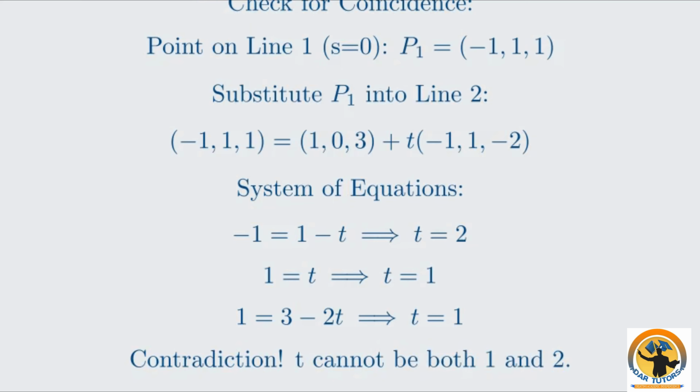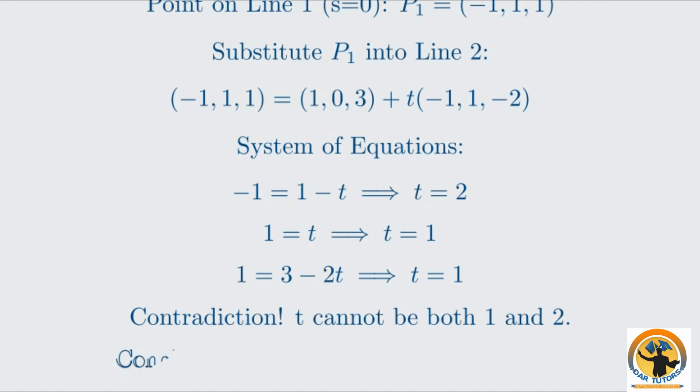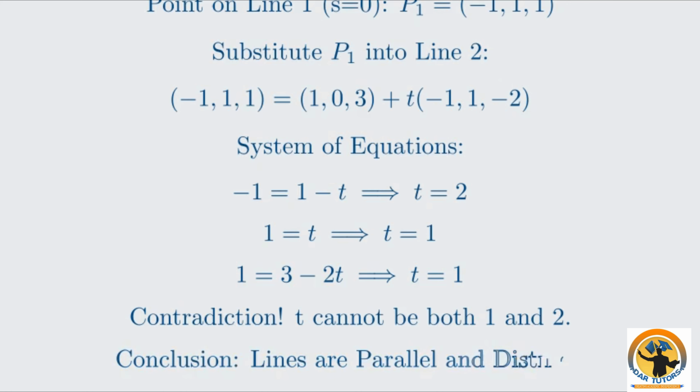The second equation immediately tells us that t must be 1. Let's check if this value works for the other 2 equations. For the first, minus 1 equals 1 minus 1, which is 0. This is false. For the third, 1 equals 3 minus 2 times 1, which is 1. This is true. Since t equals 1 does not satisfy all 3 equations, the point P1 is not on line 2. Because the lines are parallel but do not share a common point, we conclude that they are parallel and distinct.